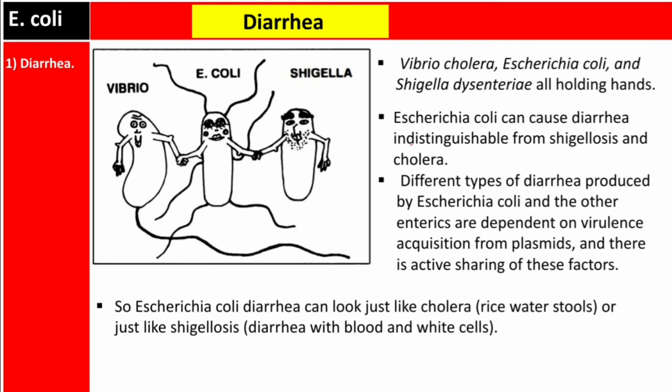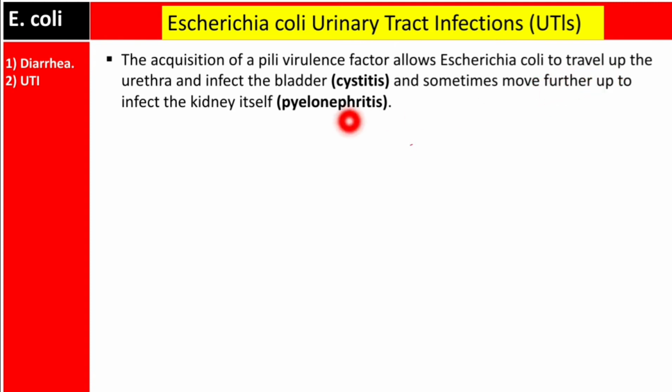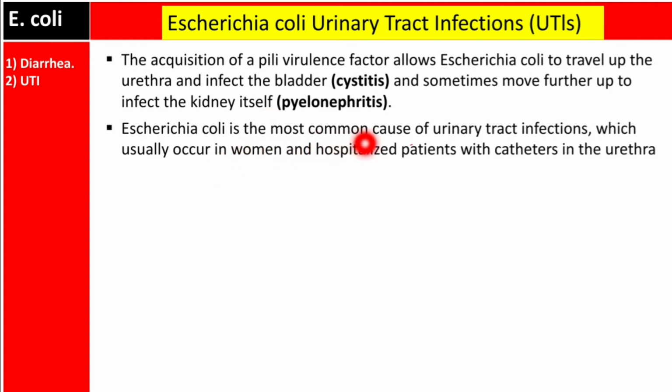That's all about the first disease, diarrhea. Number 2, we have the UTI, urinary tract infections. The acquisition of a pili virulence factor allows the E. coli to travel up the urethra and infect the bladder, causing inflammation of the bladder, that's cystitis, and sometimes move up to infect the kidney itself, that's pyelonephritis. E. coli is the most common cause of urinary tract infections, which usually occur in women and hospitalized patients with catheters in the urethra.